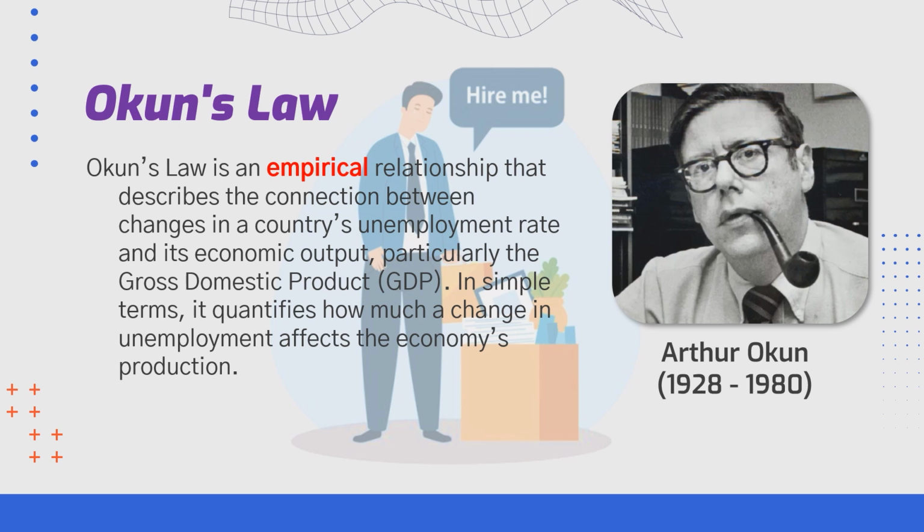Suppose an economy's natural rate of unemployment is 4%. If unemployment increases to 6%, Okun's law predicts a significant drop in GDP. On average, a 1% increase in unemployment leads to a 2% decrease in GDP. Understanding this relationship is crucial because it helps policymakers predict how changes in unemployment affect economic output.